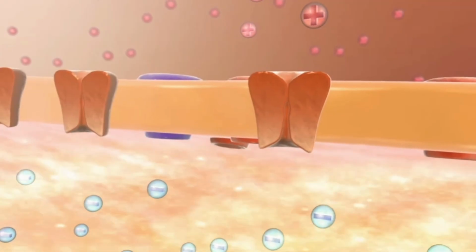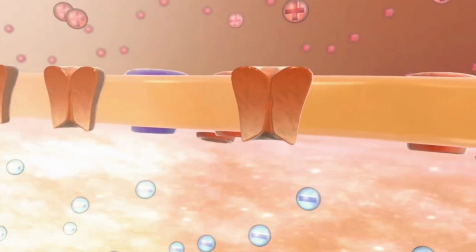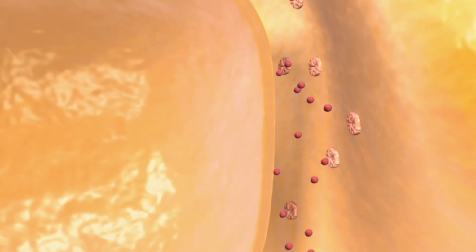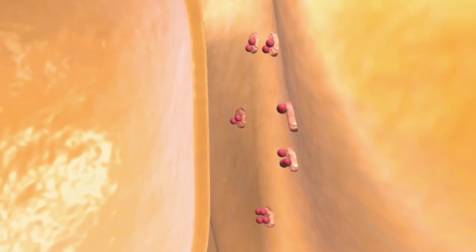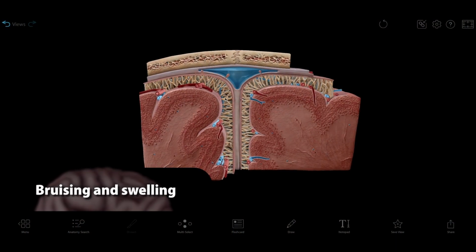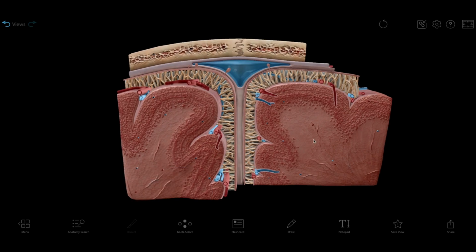Neurons rely on ions like sodium, potassium, and calcium, and chemicals called neurotransmitters to communicate with one another. Damage to the cell membrane can disturb the balance of ions on either side of that membrane, compromising the cell's ability to function properly. But there are definitely more visible signs of trauma, especially with more severe concussions.